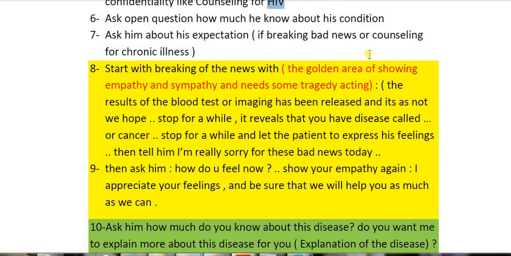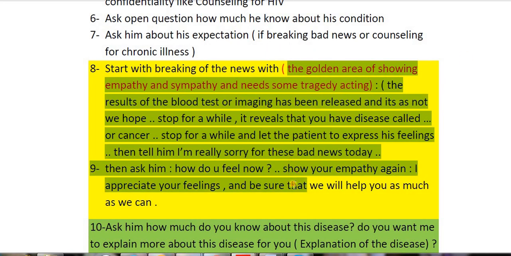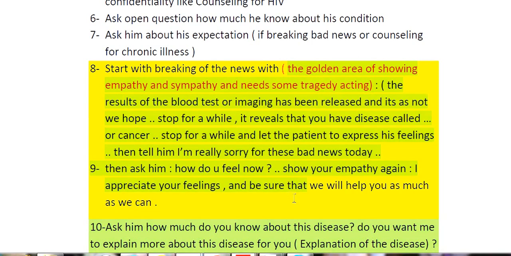This yellow area is very important. Here in this yellow area, you are going to break the bad news to the patient. You are going to inform the patient about his illness or his disease. And it has to be done in an empathic or sympathetic manner, not dealing with the patient like a machine. So you are going now into this yellow area.